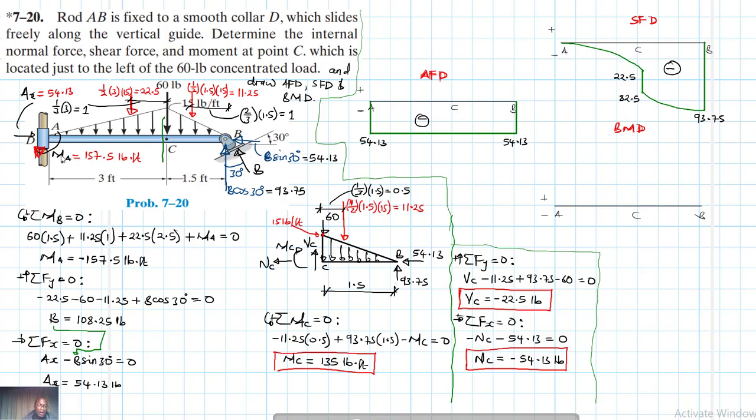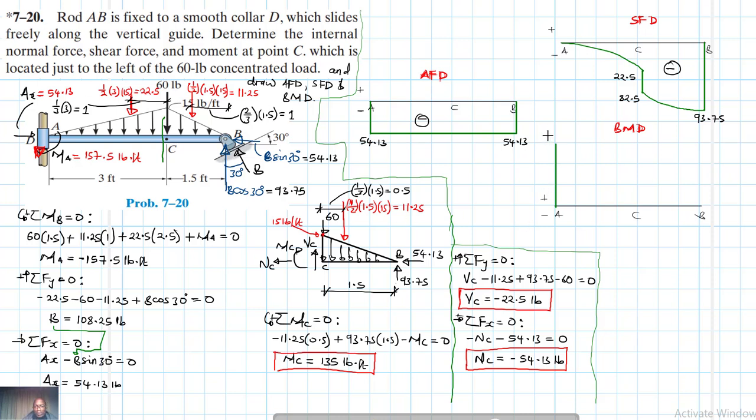At A, we have the initial value, so we need to get the opposite sign of the one that is there, because the internal moment will have the opposite direction of this MA. The MA right now is clockwise, which is negative, therefore we need to take the opposite direction, which is positive. Because if we do a section just to the right of A, we're going to get a counterclockwise moment, which is an internal moment. So we'll have a positive value.